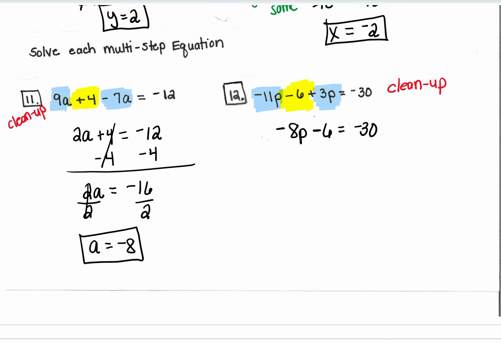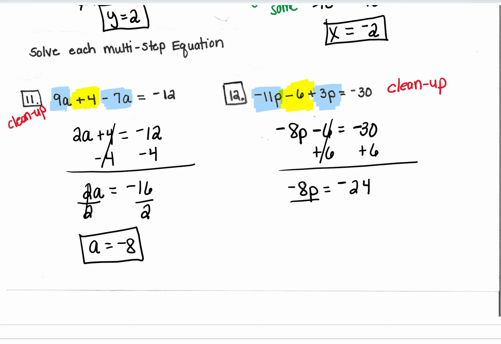And then it's what we just got finished doing. If that's a minus 6, I'm going to plus 6. Those cancel. So bring down your negative 8p, and negative 30 and 6, that's going to give you a negative 24. The negatives win that battle.